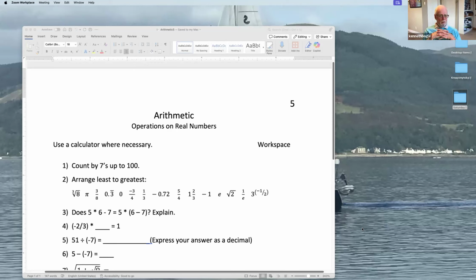Can someone tell me roughly what pi is equal to? 3.141592. That's good enough. Okay, that's plenty of digits. So yes, it's 3 and a little more. It's larger than any other value there, and therefore it is the largest value.